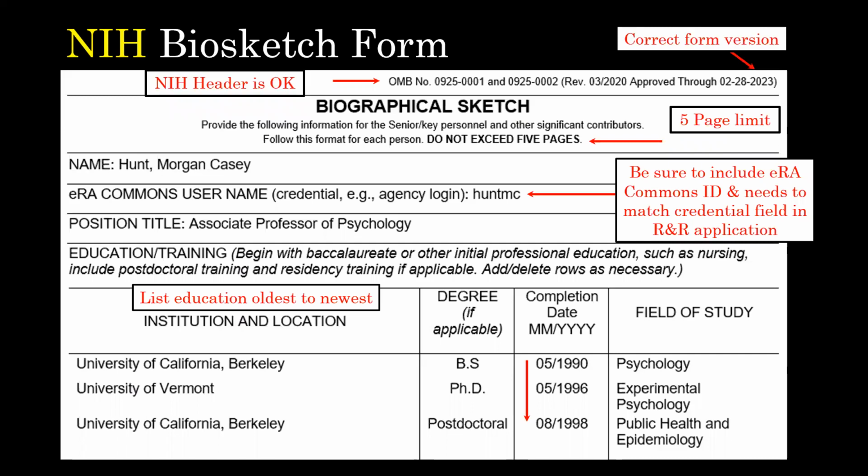And make sure that education is listed oldest to newest. And for fund managers, when you're filling out the senior key personnel profile in Assist, this is a good way to find out their highest degree earned and the year, and then you can complete those fields also. So in this case, I would list PhD for their degree and 1996 for the year earned in the Assist application.